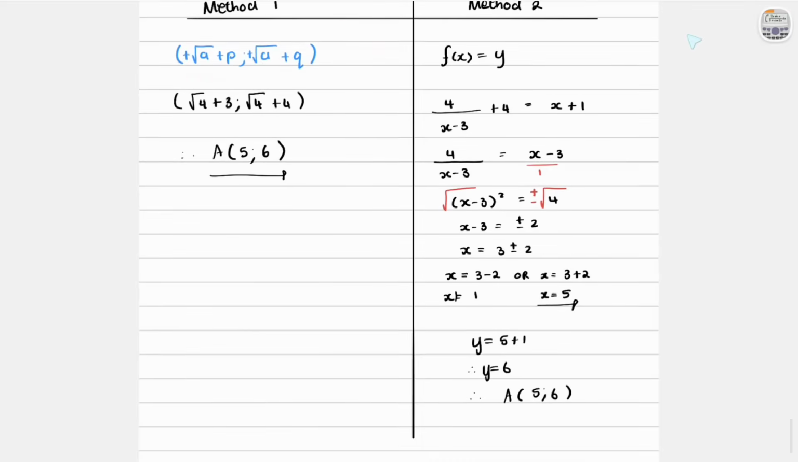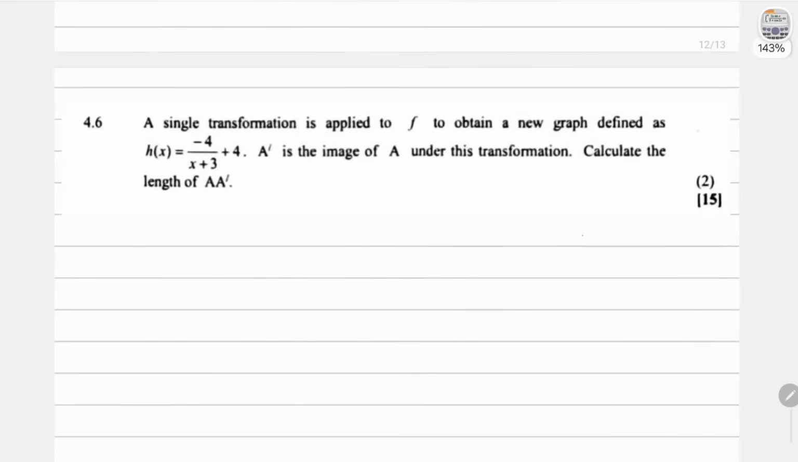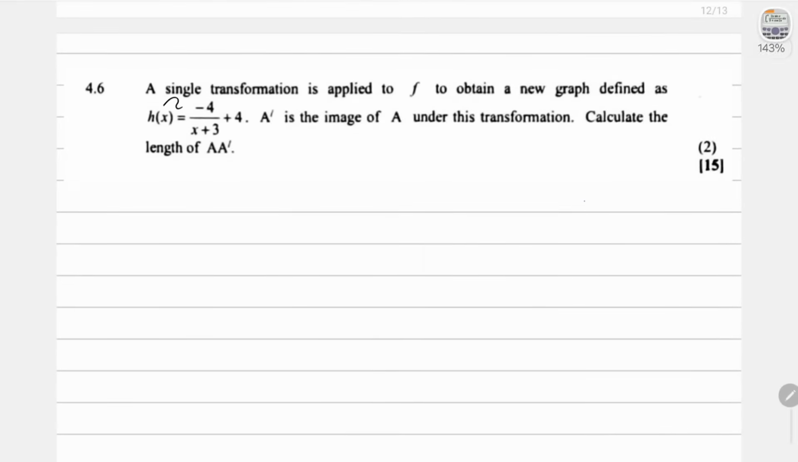Moving on to the next question. Okay, we're on 4.6, and 4.6 says, a single transformation is applied to f to obtain a new graph defined as h of x is equal to this. Okay, so we're going to have to see what changed. What was the transformation applied? Then they say A prime is the image of A under this transformation. Okay, calculate the length of A prime.